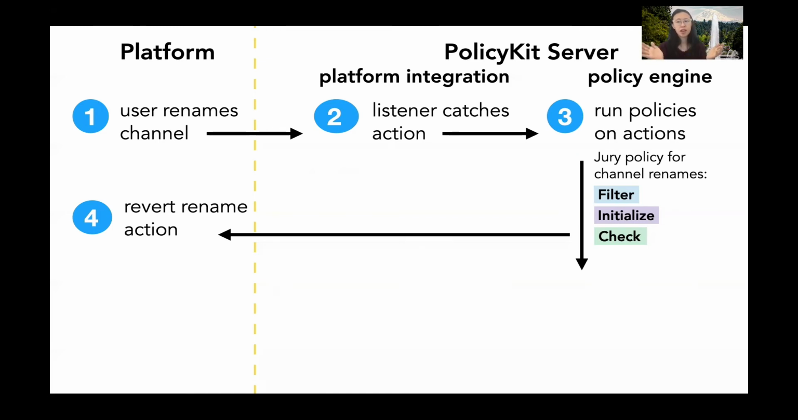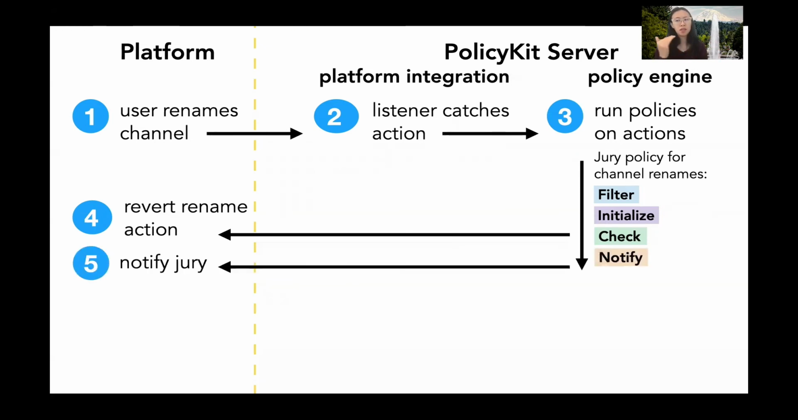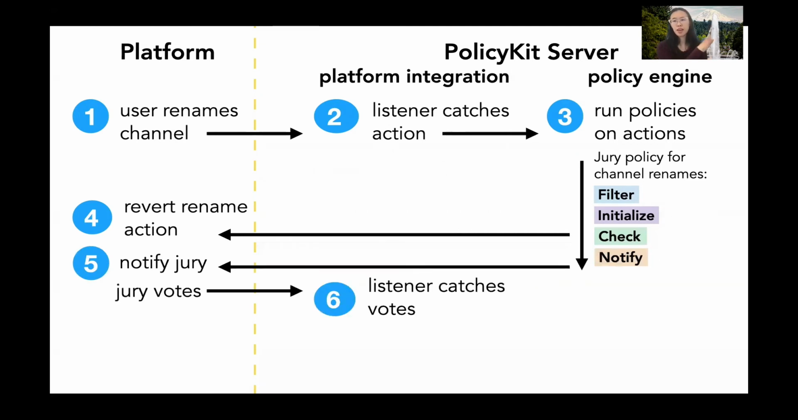And so in this case, we don't know yet whether it can happen. So we go ahead and revert it instantly. So the change hasn't gone through on Slack. Then we do everything that we need to do, such as notifying the jury. The jury members are voting, and that actually happens on Slack.